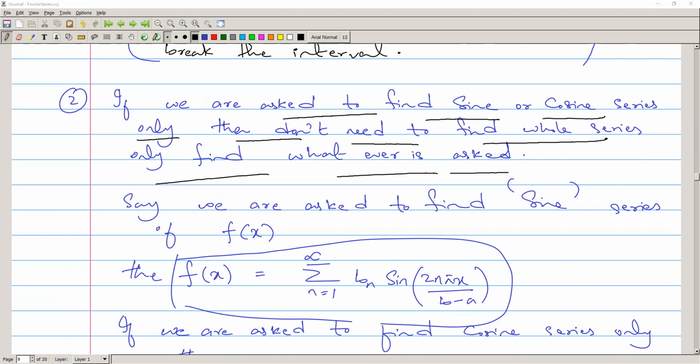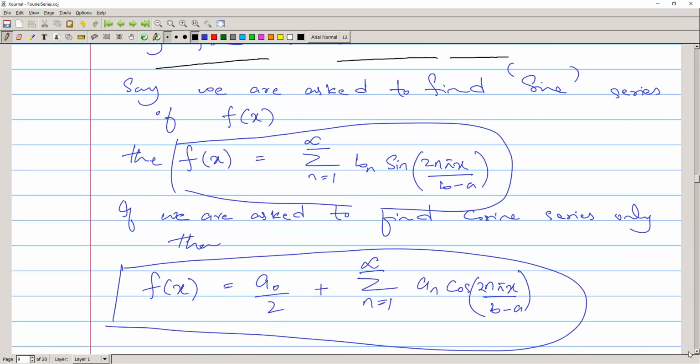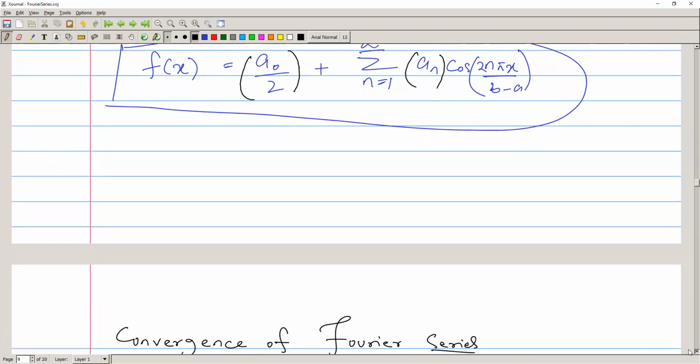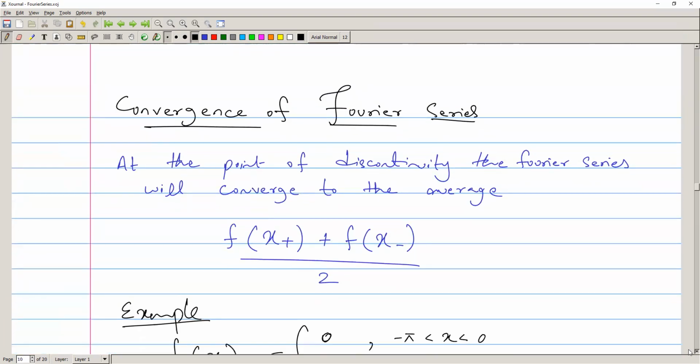So, hope you get this point, right? If we are asked to find the sine series, the series will be given by this, right? You have to calculate bn. You need to calculate bn only. And for cosine, you need to calculate a naught and an only, right? So we don't need bn here.